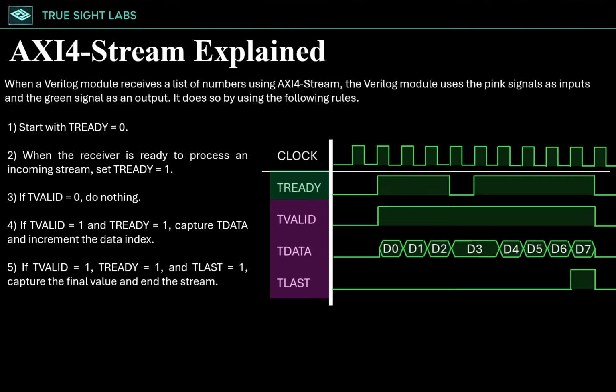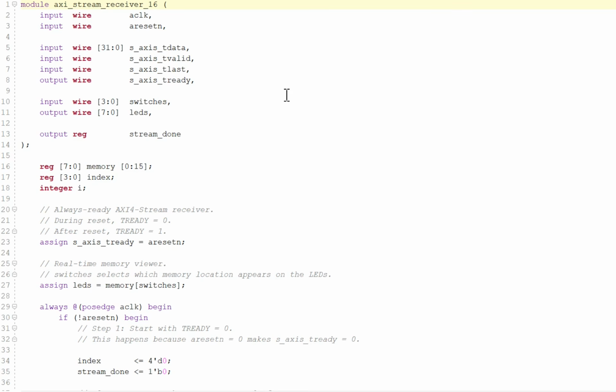Fourth, if t-valid is equal to 1 and t-ready is equal to 1, then the receiver captures t-data on the rising edge of the clock and increments the data index. Fifth, if t-valid is equal to 1, t-ready is equal to 1, and t-last is equal to 1, then the receiver captures the final value and ends the stream. Now let's explain the receiver code.